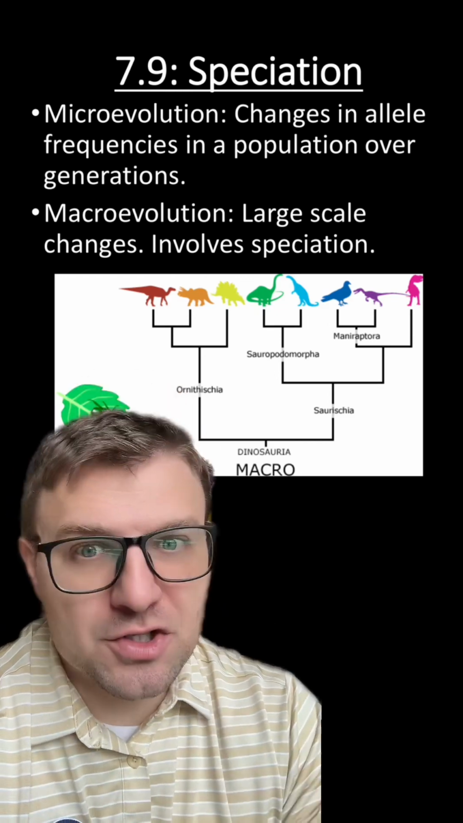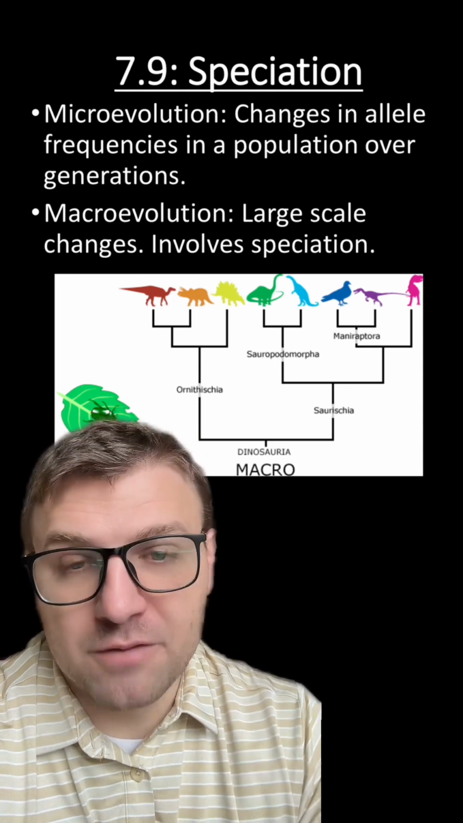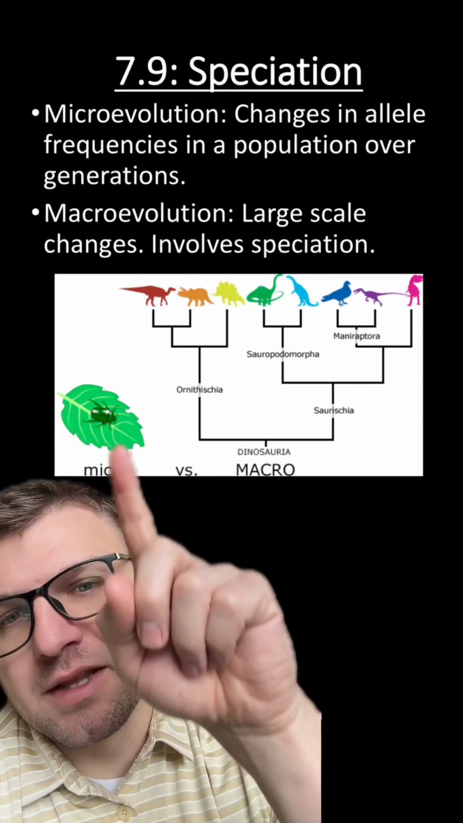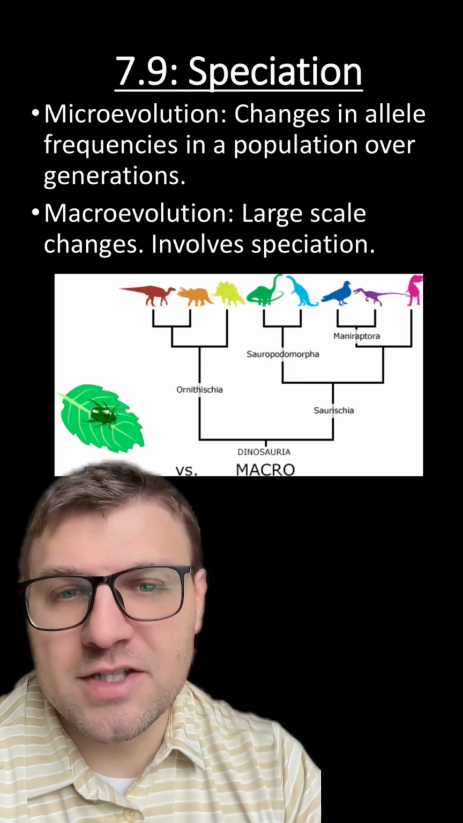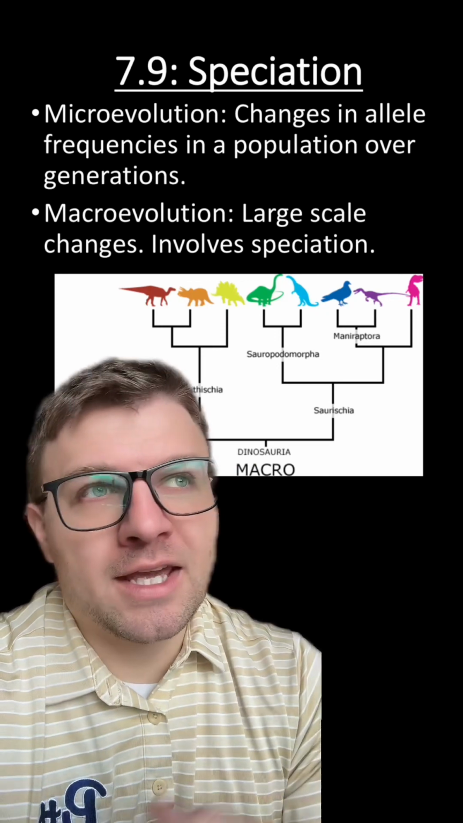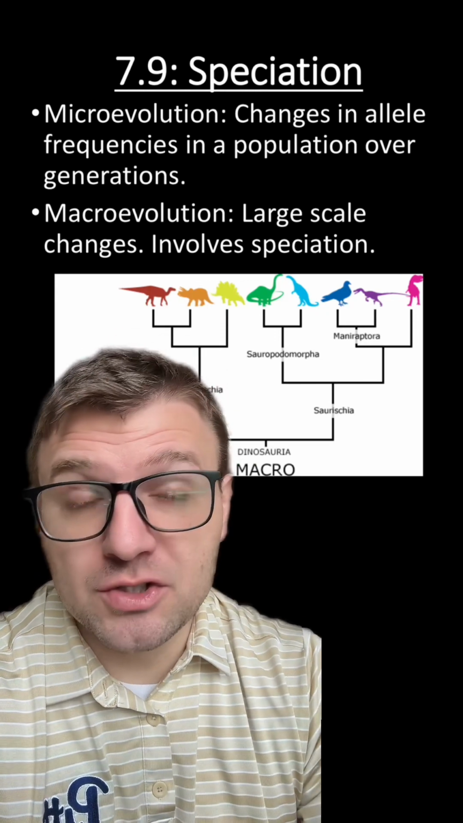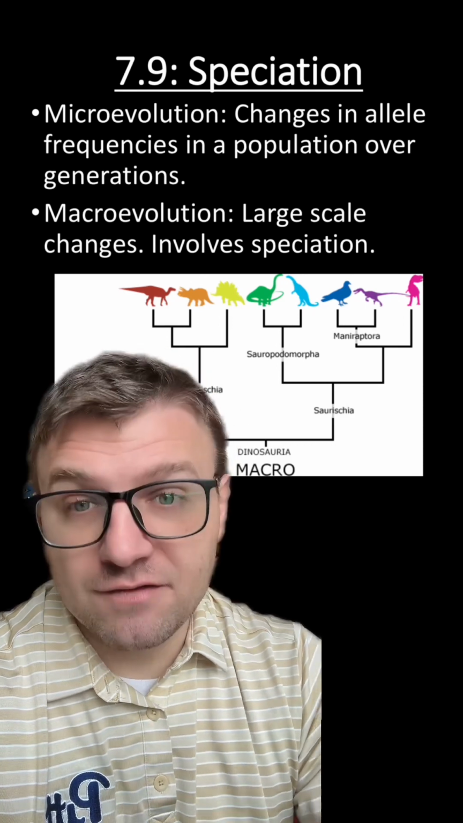Macroevolution is just larger scale microevolution or speciation. This is just evolution over longer periods of time. So microevolution would be like a beetle changing its color over time, and macroevolution would be like speciation of the dinosaurs. Again, I don't like using these vocab terms in class because they are the same thing. Microevolution is just smaller macro and vice versa.